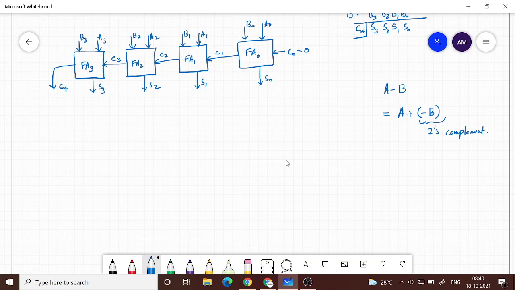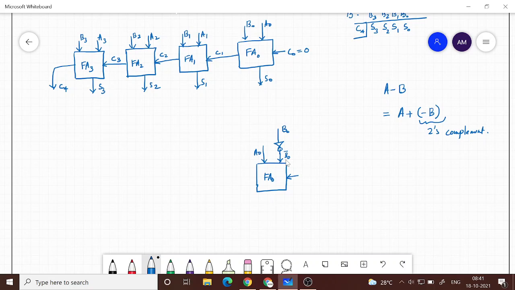So let me redraw the circuit now in such a way that I am able to do a complement. So let me take S0 here, and instead of B0 I would like to give B0 complement. So what can I do? I can just take a NOT gate and give this. So I give B0 here to the NOT gate, and the NOT gate will make it B0 bar, which is the complement of B0. So this is what is coming into full adder 0.